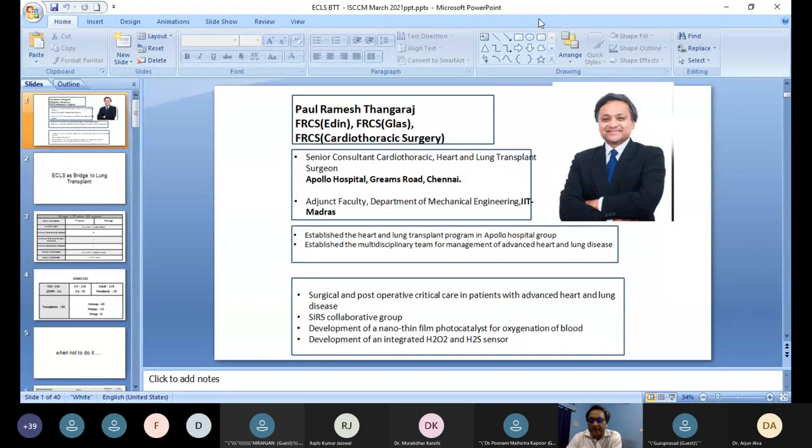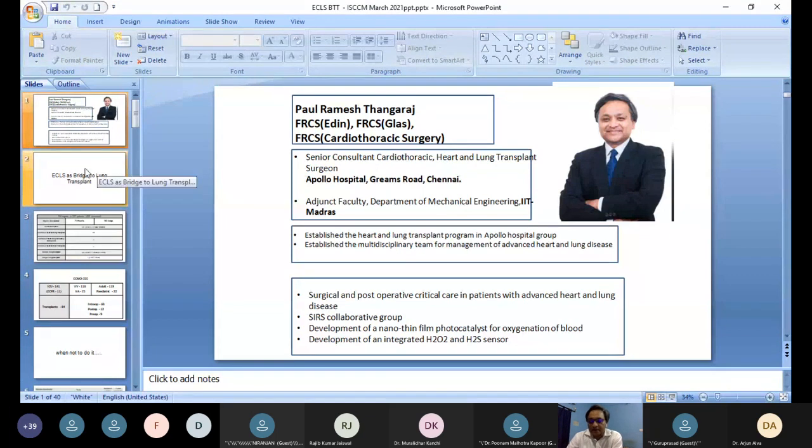So this has been our experience so far. I'm going to show you pictures of our patients and some of the issues that we've had, along with the indications as well as some of the contraindications to using ECMO as a bridge to lung transplant.